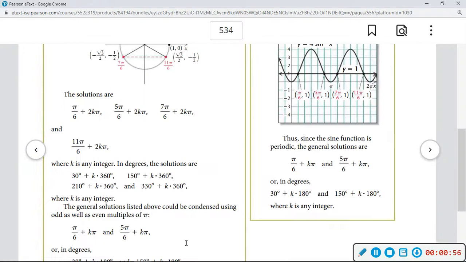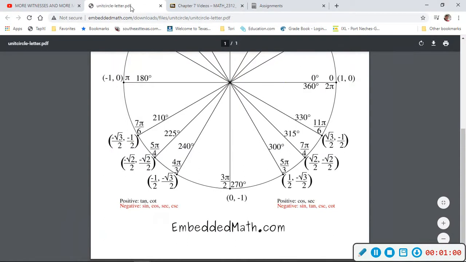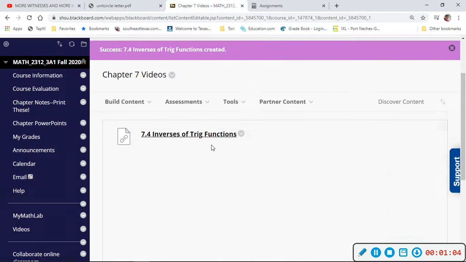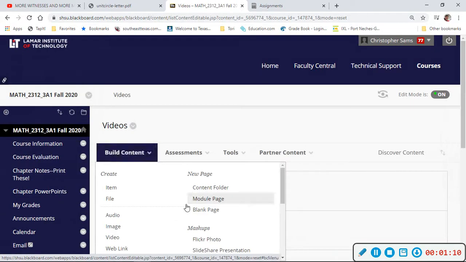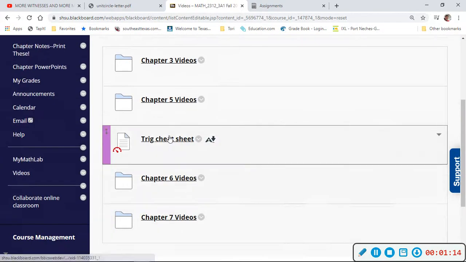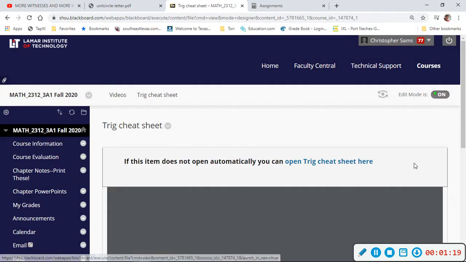So let me find, that's the textbook. I don't want that. I want the trig cheat sheet to pull that up. So that's here. Zoom in a little bit.